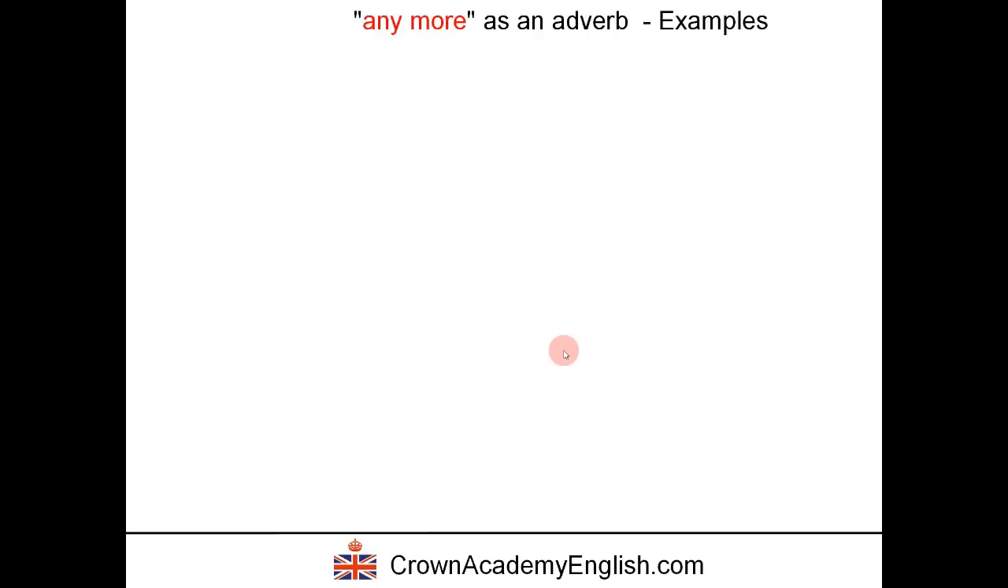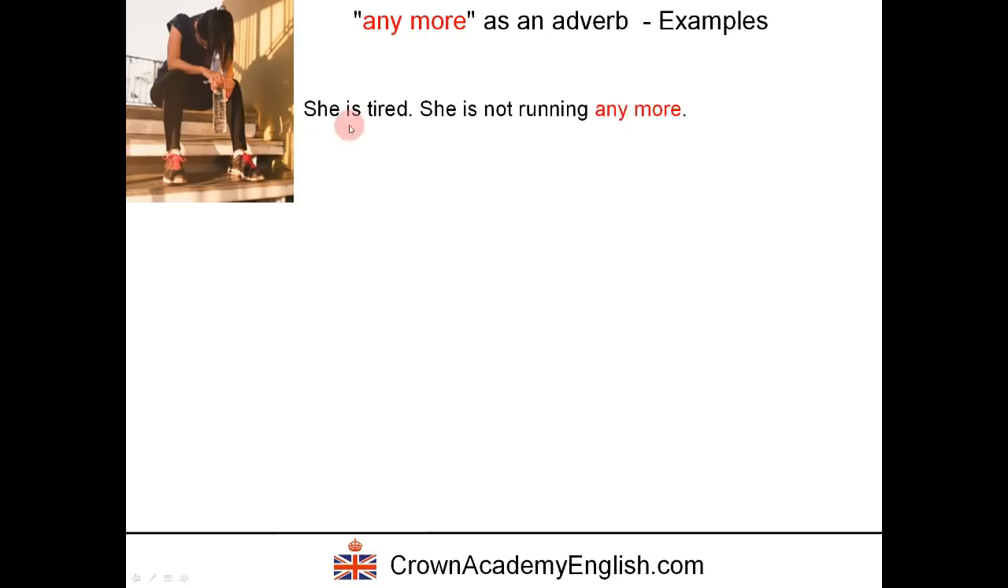So let's look at some more examples. This is a runner, an athlete. She's tired. So she's not running anymore. She was running a few minutes ago, but now she's tired and she's not running anymore. So as an adverb, it's modifying the verb run, running. So it's giving us more information about the action of running. And the more information is the fact that she's not doing it, that she's no longer running. She has stopped running. Okay?